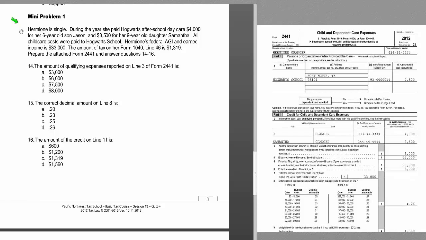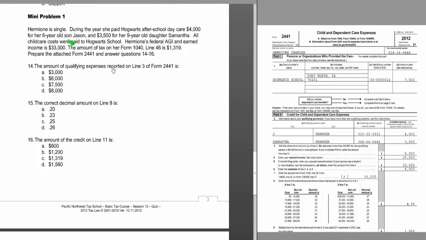During the year, she paid Hogwarts after-school daycare $4,000 for her 6-year-old son, Jason, and $3,500 for her 9-year-old daughter, Samantha. All child care costs were paid to Hogwarts School. Hermione's federal AGI and earned income is $33,000. The amount on her Form 1040, line 46, is $1,319. That's actually her federal tax. Prepare her attached Form 2441 and answer the questions.